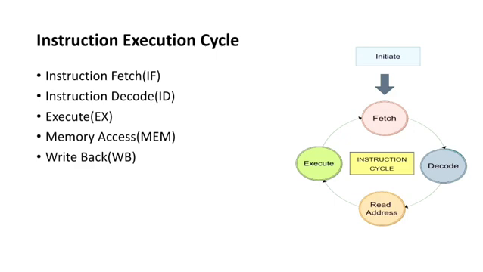Execute: operation is performed by the ALU. Memory access: data is read or written to memory. And the last one is write back: result is returned back to the register. This cycle repeats for every instruction.